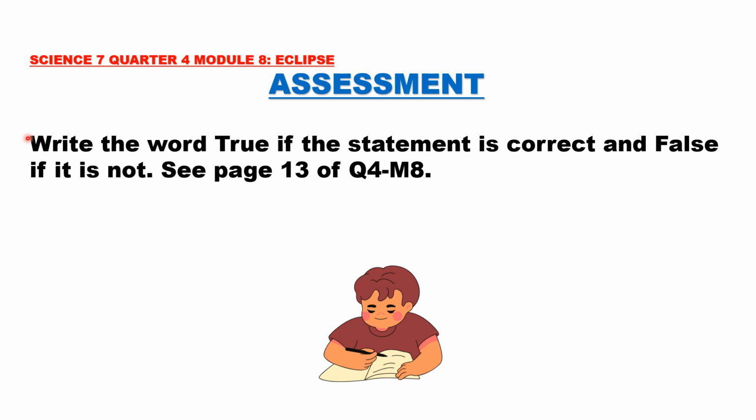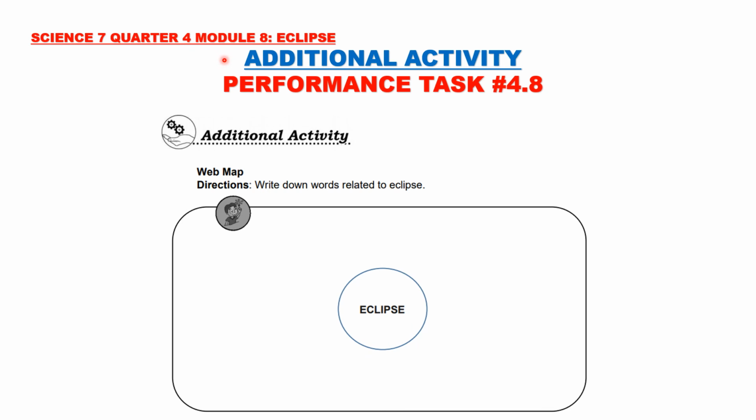Assessment: write the word true if the statement is correct and false if it is not. See page 13 of Quarter 4, Module 8. Additional activity, performance task number 4.8, web map. Write down words related to eclipse.